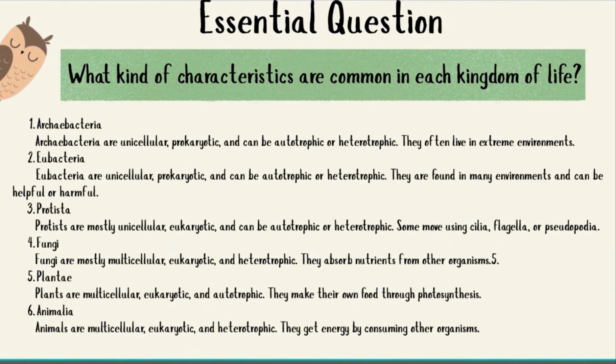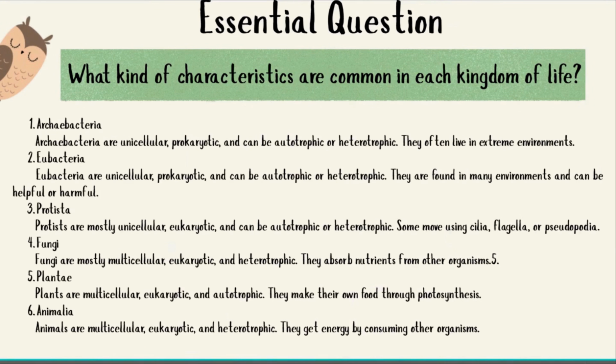Number five is our plantae kingdom. Plantae are multicellular organisms. They're eukaryotic and they are autotrophic. They're able to make their own food, and they do that via the process of photosynthesis. Also, this autotrophic can also happen via chemical processes.